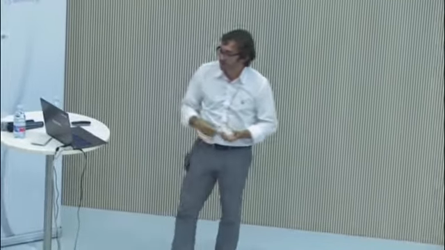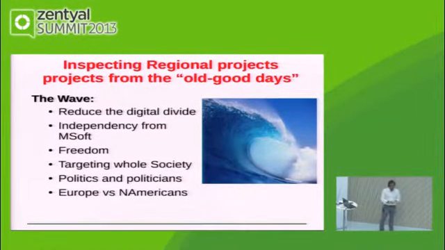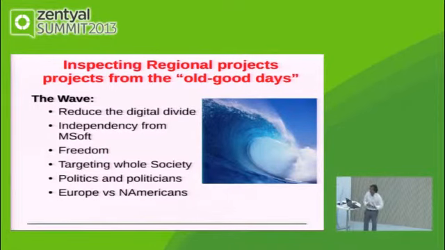It was a wave made of certain things, certain recipes. They were trying to reduce the digital divide, which was one of the main drivers to release a regional open source project. They also wanted to be absolutely independent from Microsoft. Microsoft was the bad guy, sorry, the terror and whatever. Not just, but very, very close and very centered on Microsoft. Not Oracle, not Apple, just Microsoft. There was also a component of freedom. The word freedom was very important. Maybe not knowing exactly what it means, but they had freedom in mind.